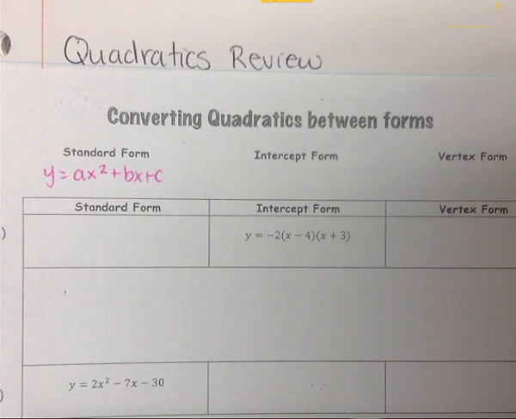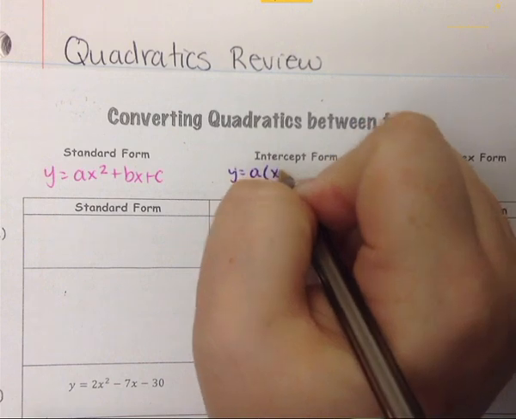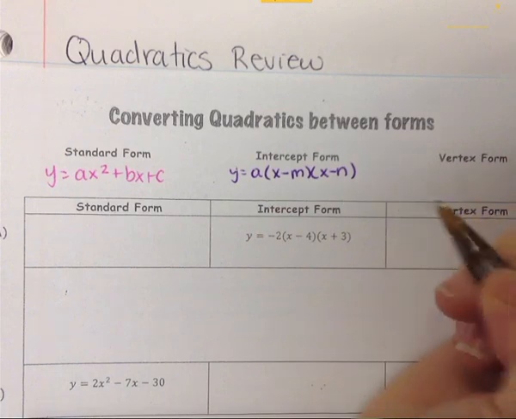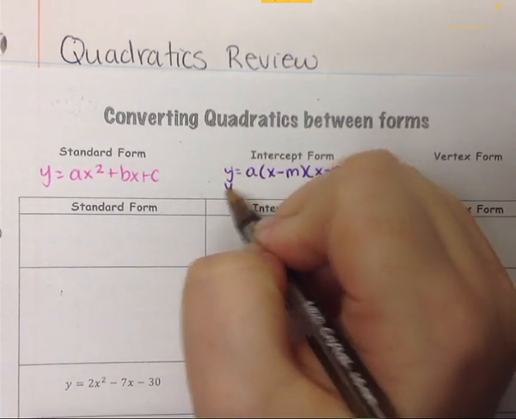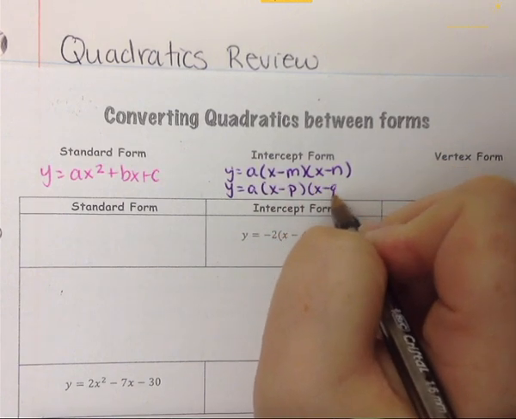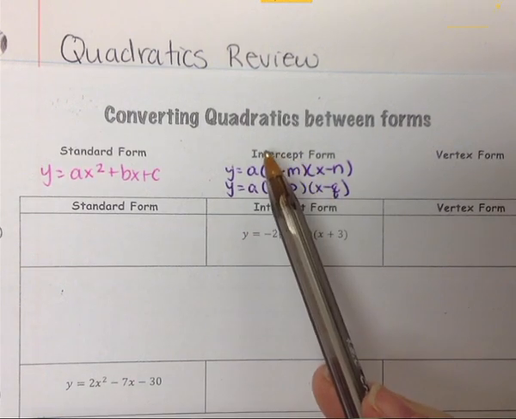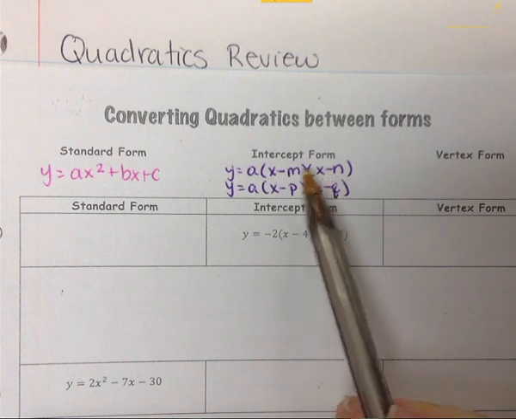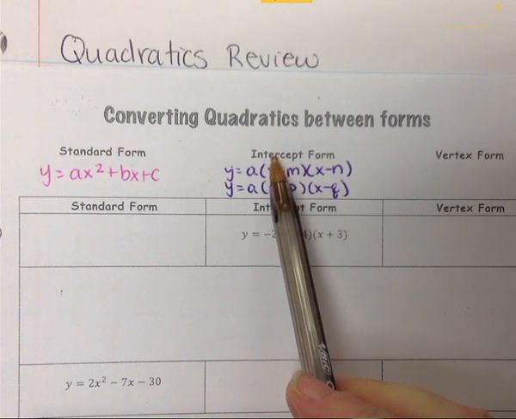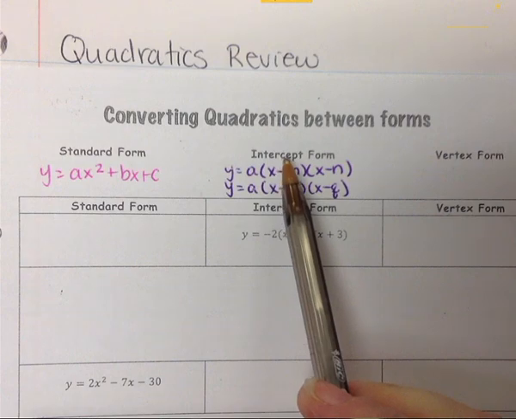You will also look at intercept form, which is y equals a parentheses x minus m parentheses parentheses x minus n close parentheses. It might also look like y equals a parentheses x minus p and x minus q. Either one of these mean the same. Another name for intercept form is called factored form because what you are doing is factoring the standard form to get to intercept form. Intercept form will give you the x-intercepts of the parabola.